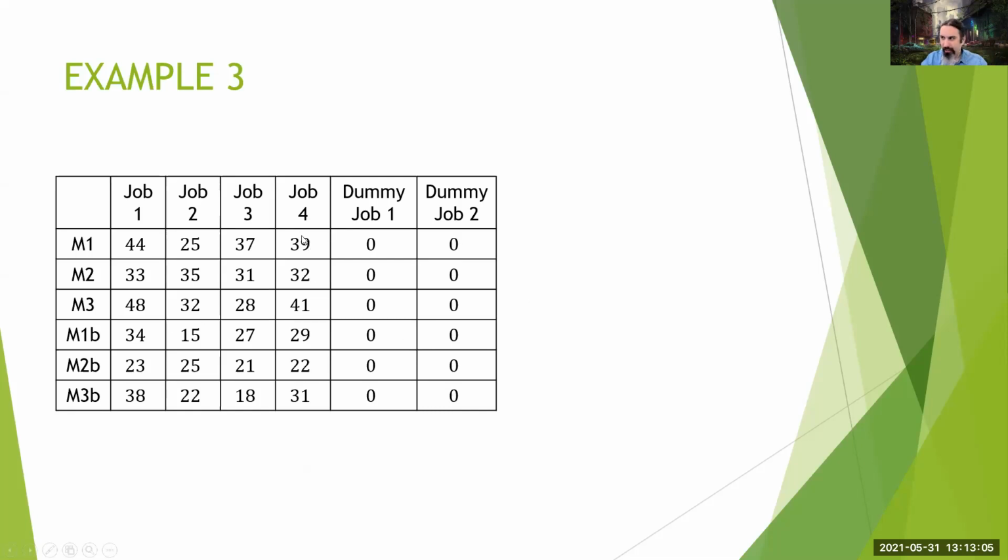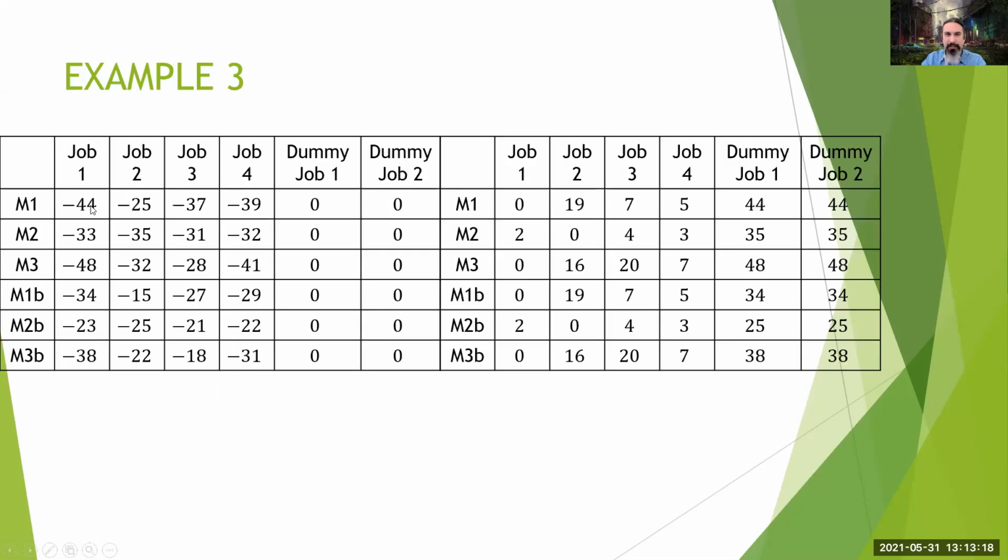But in here, this is a maximization problem. So to get rid of this maximization problem, I have to make this a minimization problem. All I have to do is just multiply everything here by a minus sign. So I have minus 45, 44, minus 25, etc. Everything is a minus over here.